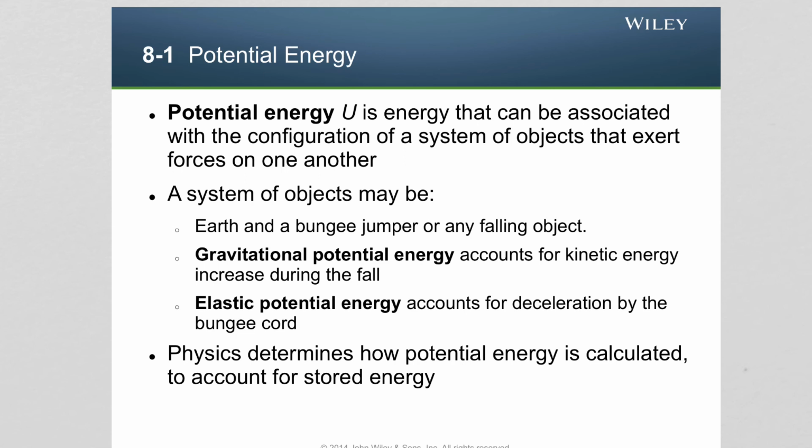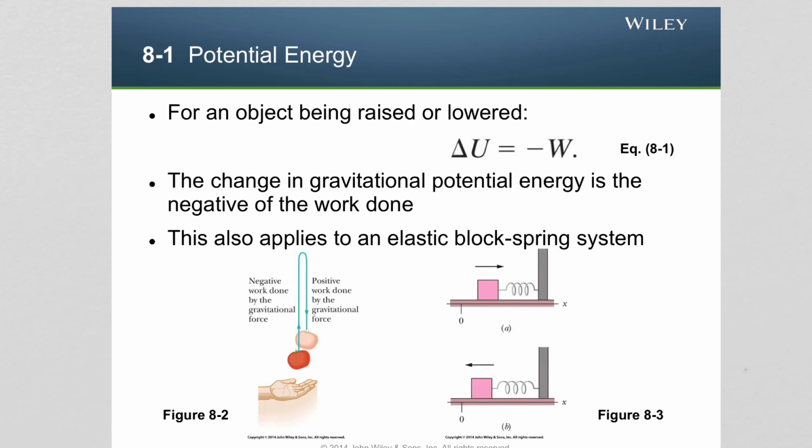In all those examples, we have a specific force, such as gravitational force or the spring force, doing work, and as a result, the potential energy of the system is changing. The specifics of the physics problem determines how potential energy is calculated to account for stored energy. The general relationship between the change of potential energy and the work done is given by this formula, where the change in potential energy is equal to the negative of the work done by the particular force in the system.